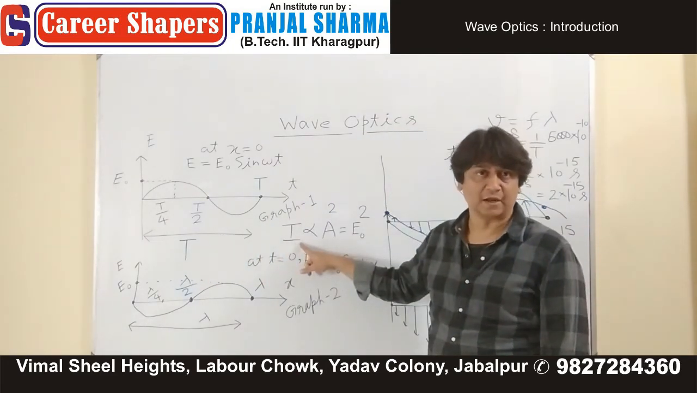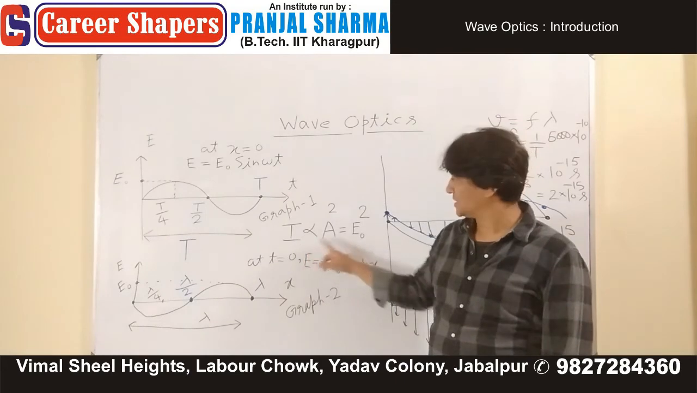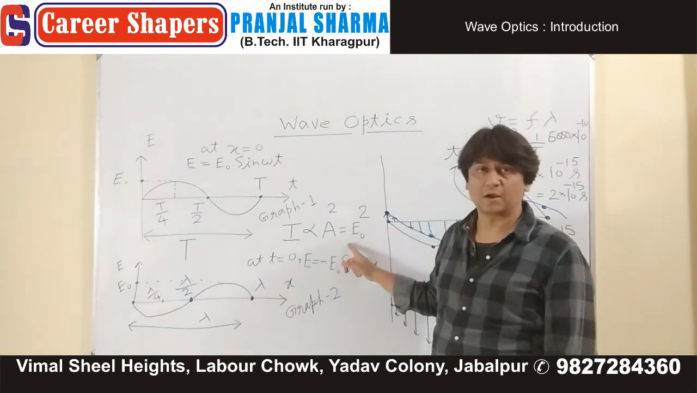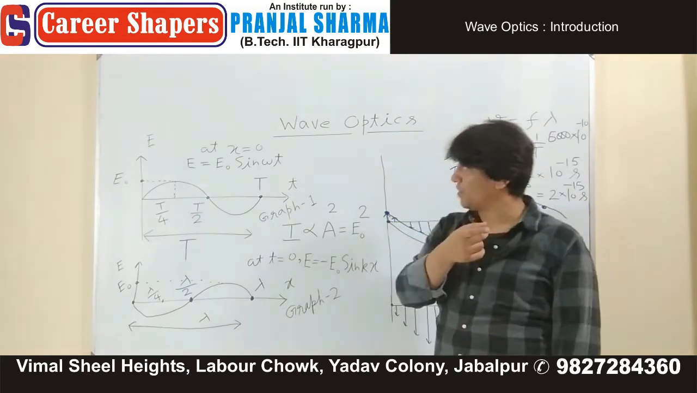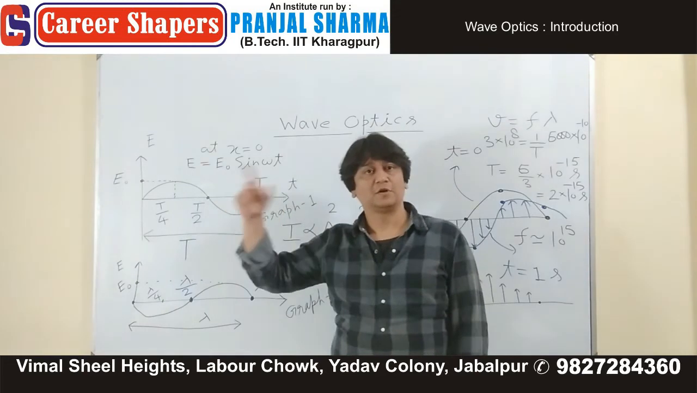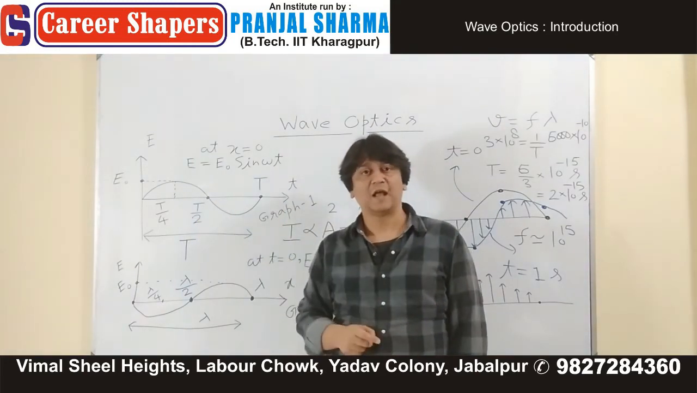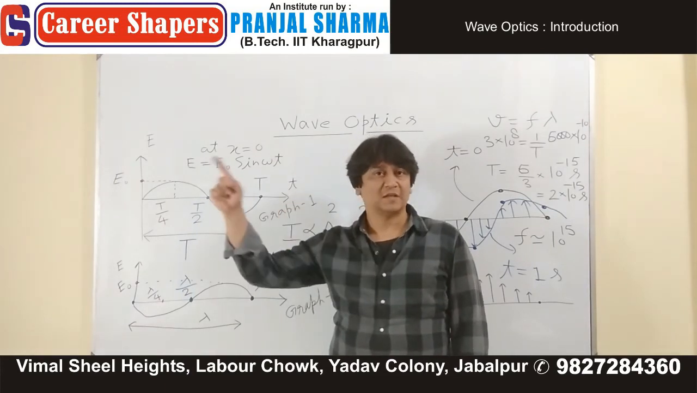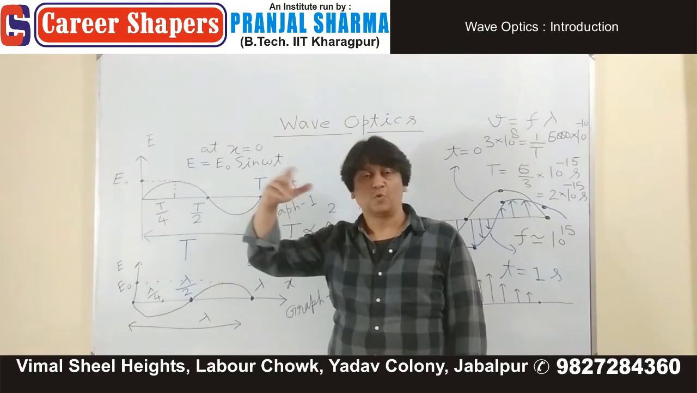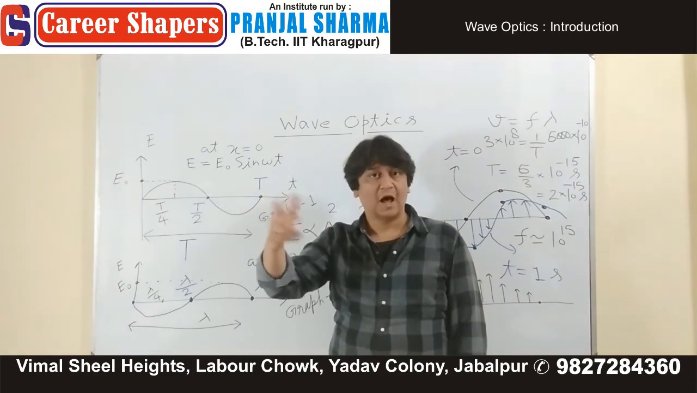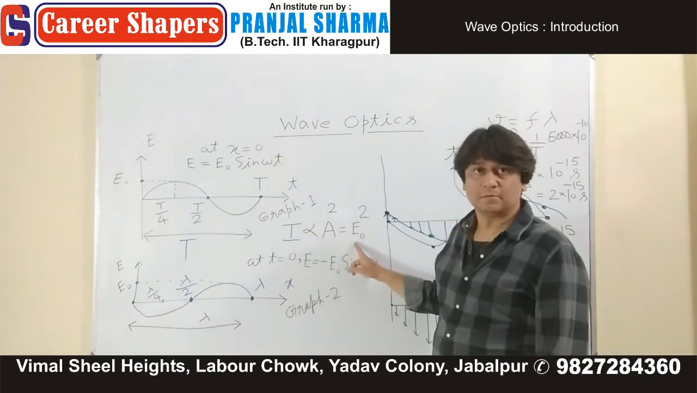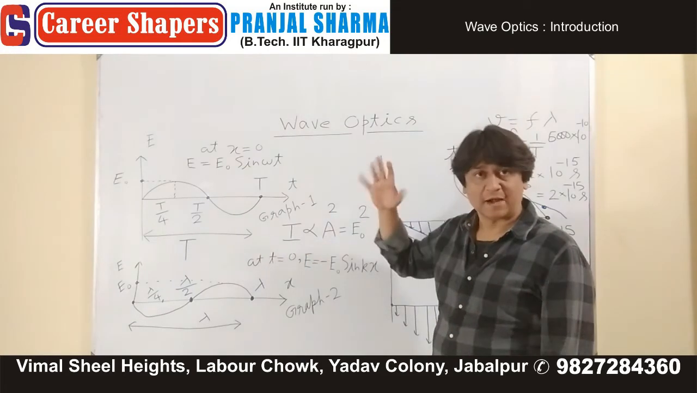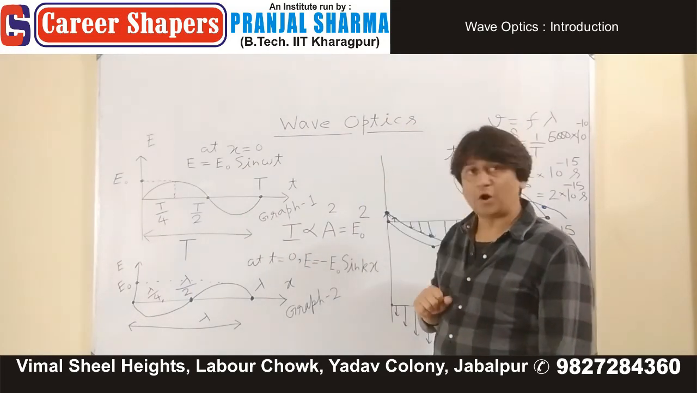Average intensity. What is average intensity? It's proportional to E naught square. This is something you have seen in alternating current, I naught sine omega t, where we measured average power. If you remember, average power was what? ERMS times IRMS cos phi. ERMS is E naught, and IRMS is also E naught upon R. Directly we can get it from that alternating current part.